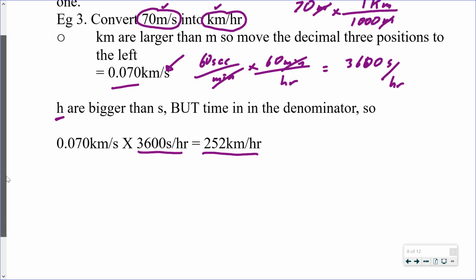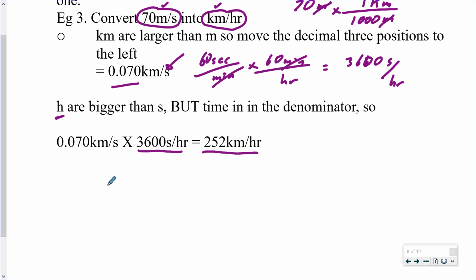I'm just going to show you how to do this all in a big line as well. Some of you might be comfortable doing this, others may not, and you might have to do it step by step. So if we start with our 70 meters per second, I'm going to write it like this, just to make it a little bit clearer: 70 meters per, I'm even going to put 1 per 1 second. The first thing I want to do is get rid of these meters. So I'm going to multiply by something that has meters in the denominator and kilometers, which I want, in the numerator. In 1 kilometer, I have 1,000 meters.